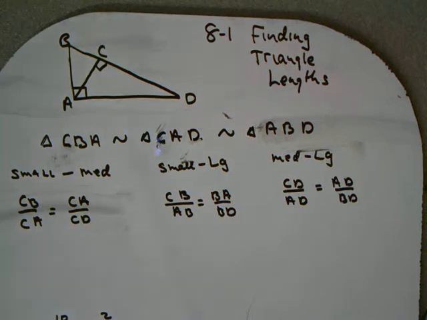Okay, welcome back to Klein's Geometry. We're going to look at 8-1, finding triangle lengths. We've already talked about geometric means and similar triangles.